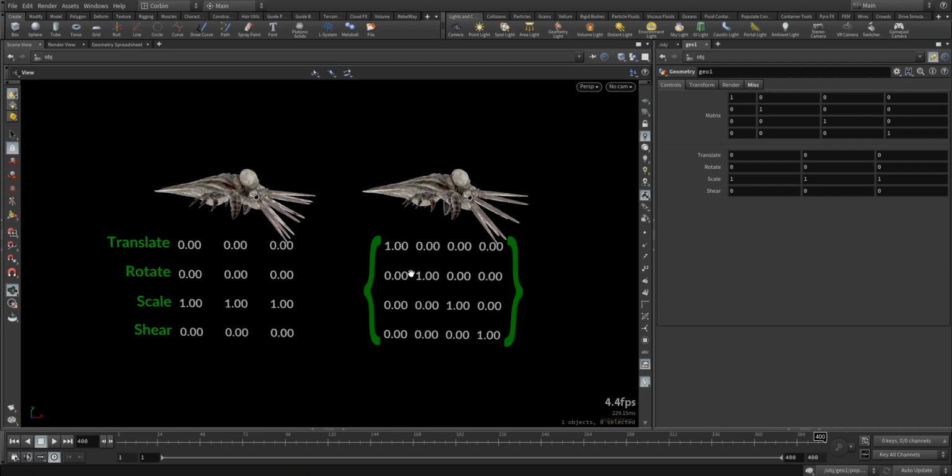In VEX, you'll find an ident function, which creates an identity matrix. So that is basically an empty matrix, but by empty, it doesn't mean all zeros. It means this diagonal pattern of ones, and then everything else is set to 0. Very similar to how the defaults for translate, rotate, scale, and shear are not all zeros. In the scale channel, it's ones.